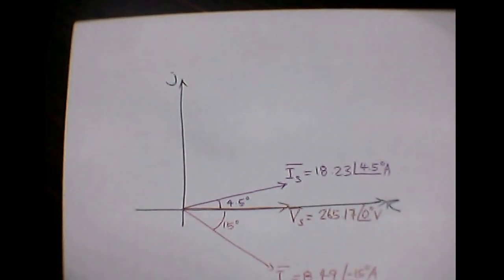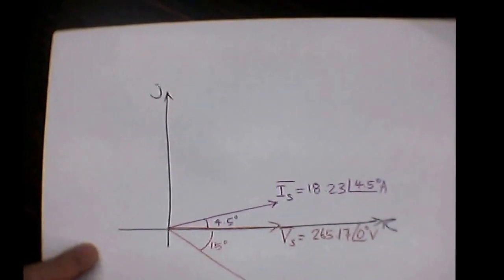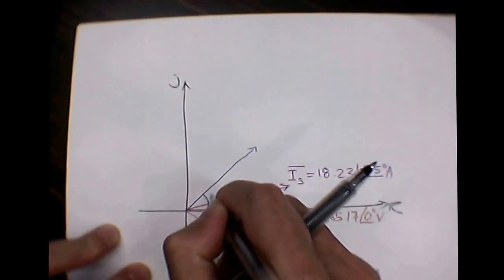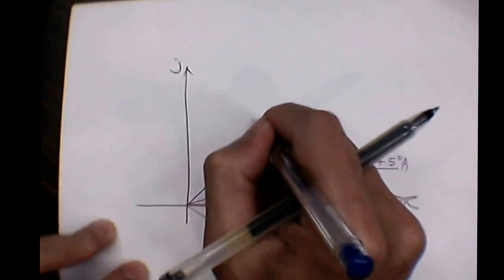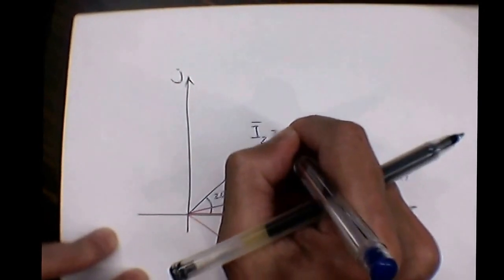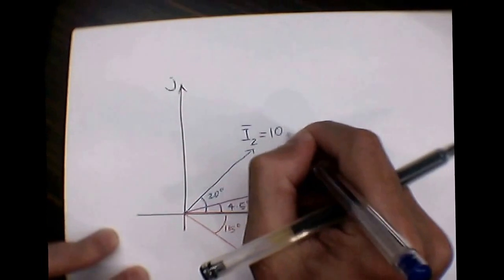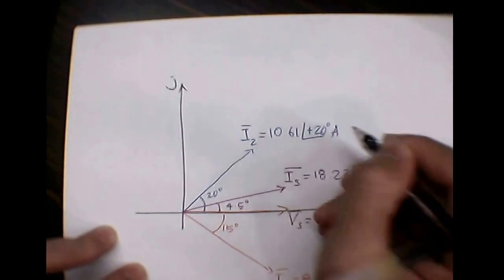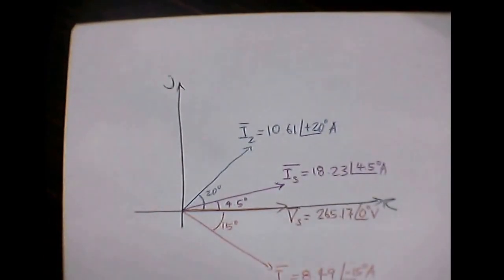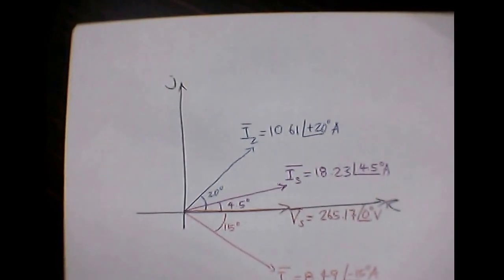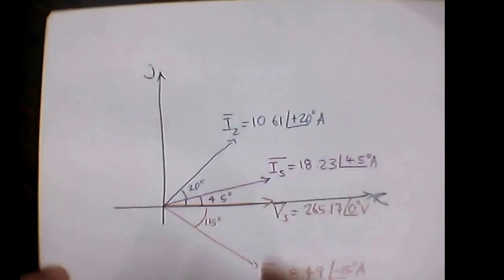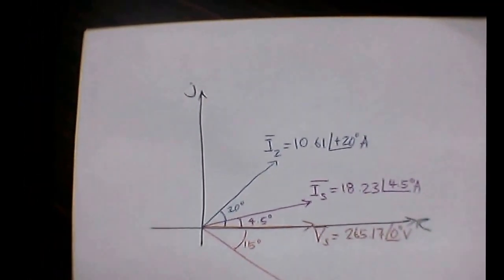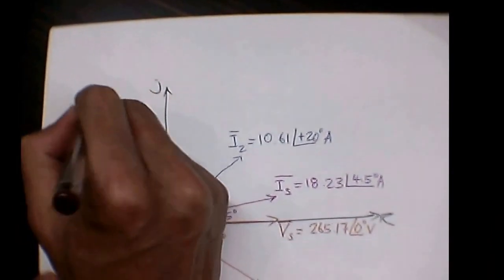And finally, we have the I2, which is positive 20, so I2 is going this direction with an angle of 20 degrees. I2 is equal to 10.61 angle plus 20 degrees ampere. Right, there you are. These are the phasors with the magnitudes and the angles. Okay, so this is the answer to part 5.